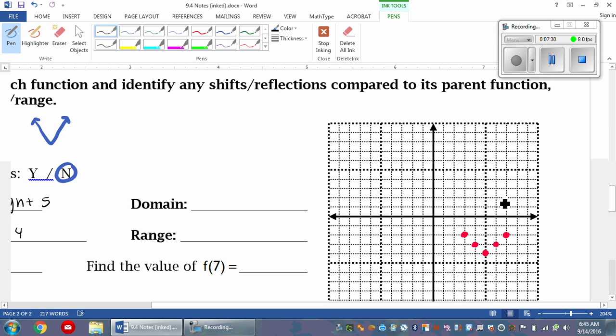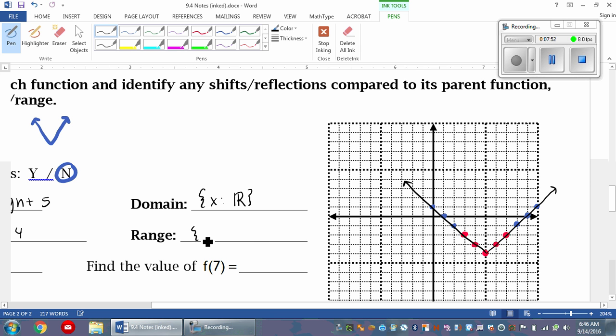Now I could keep going. If you notice, I could keep going and keep making my V, but you don't have to. You just need to graph a minimum of the initial 5. Graph the V, and it clearly makes the V. All right, so my domain, since I got arrows on both sides, it's all real numbers.